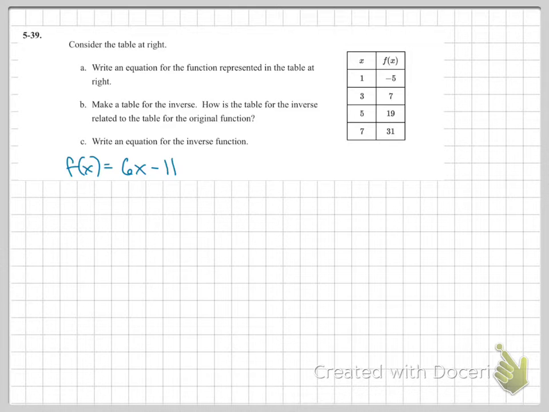1 times 6 is 6. Minus 11 is negative 5. Probably should have stuck with the 1 when we were trying to figure this out. Okay, make a table for the inverse. How is the table for the inverse related to the table for the original function?